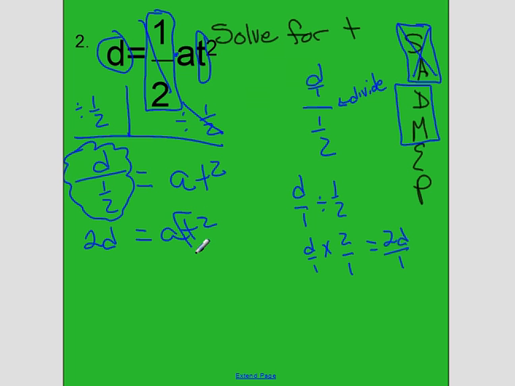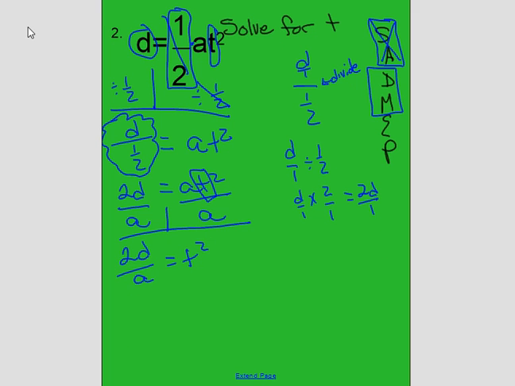All right, so I'm still not done yet. I still need to get t all by itself, and I still haven't finished all of my division and multiplication. I've got this a here. A is multiplying by t squared, so I have to divide by a, divide by a. That gives me over here 2d over a equals t squared. Unfortunately, I can't make this any more simple. That's as simple as it's going to get. Sorry, guys. I am still not done, though. Notice that t still has an exponent.